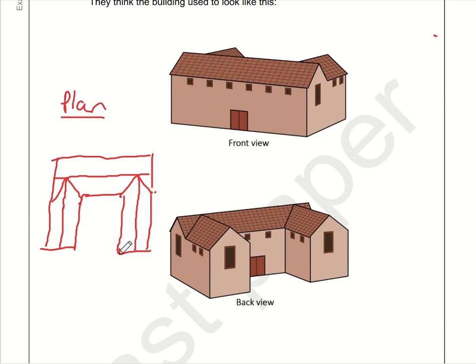Now the side view is going to be a bit easier. If we're looking at this from the side, all we're going to see is this part here. So what we have is this kind of rectangle with a triangle on the top, with another block off to the right, and we will see this roof, which will be a rectangle, and it will look like that.